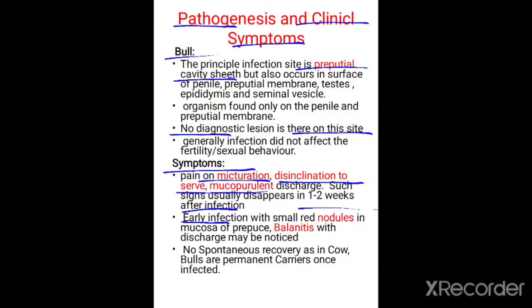In early infection, small red nodules in the mucosa of the prepuce, and balanitis with discharge may be noticed. There is no spontaneous recovery as in the cow. Bulls are permanent carriers once infected.